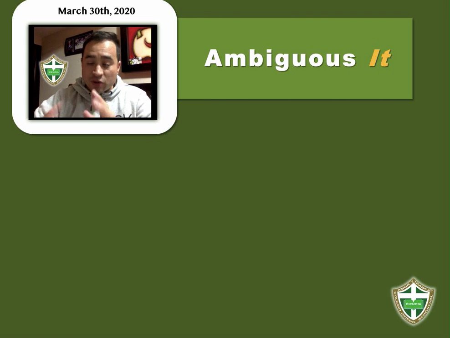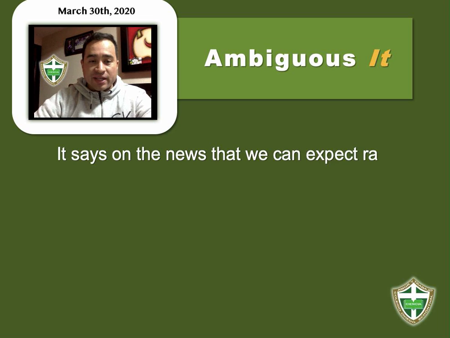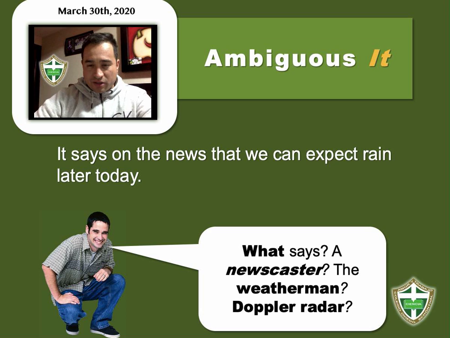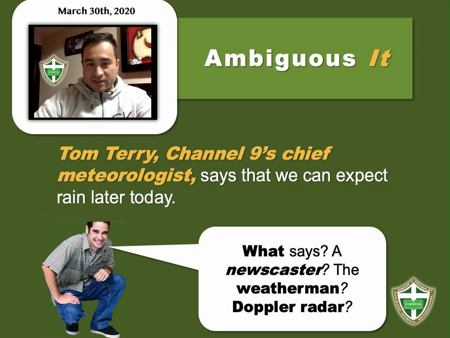"It" is also ambiguous, and when we use it in the test, we have to be very specific, especially in the writing test. "It says on the news that we can expect rain later today." What says? A newscaster, the weatherman, a Doppler radar? Channel Nine's chief meteorologist says the forecast. So we have to be very specific.